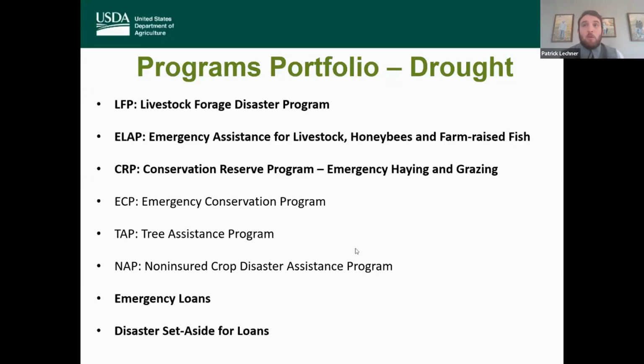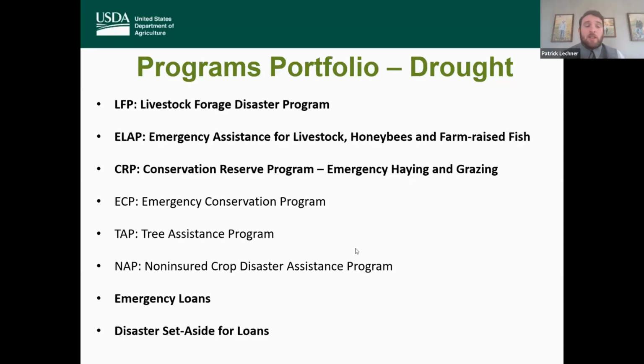We utilize that with water and facilities under drought conditions. We've got the Tree Assistance Program, which targets ornamental tree farms and specialty crops like that. And then we've got the Non-Insured Crop Disaster Assistance Program, known as NAP, which is our catastrophic level insurance policy for crops that are not eligible for RMA coverage.